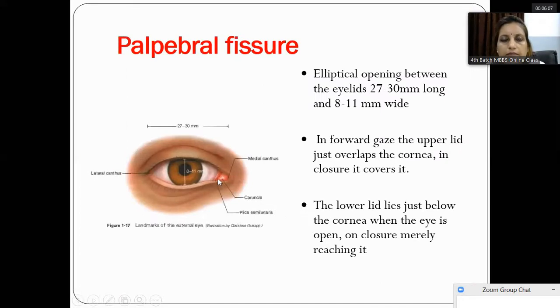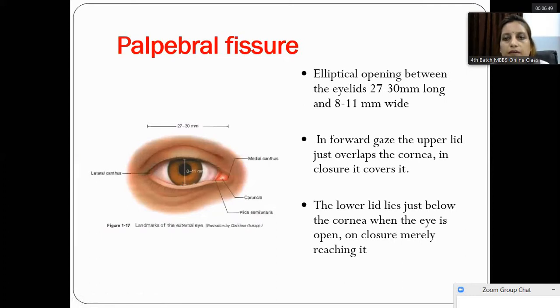Here we will discuss the palpebral fissure. It is an elliptical opening between the eyelids, 27 to 30 millimeter long and 8 to 10 millimeter wide. This is the palpebral fissure, the opening between the two eyelids, upper and lower. Its length is about 27 to 30 millimeter, and its height is about 8 to 11 millimeter, or up to 15 millimeter also.